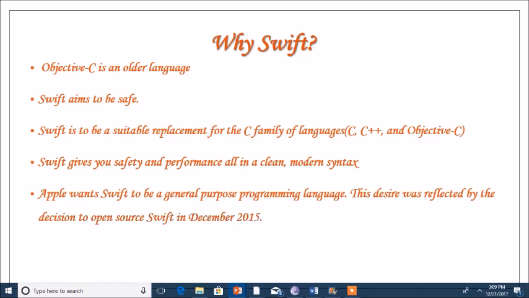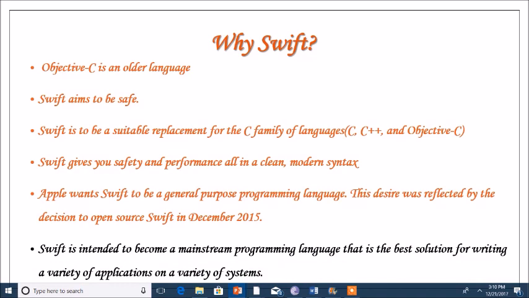People want to shift to a general purpose programming language. This desire was reflected by the decision to open source Swift in December 2015. Open sourcing the language not only invites developer involvement to help the language progress, but also makes it easier for developers to port the language to other systems beyond macOS and iOS. Apple hopes that developers will use Swift to write applications for a variety of mobile and desktop platforms and to develop back-end web applications as well.